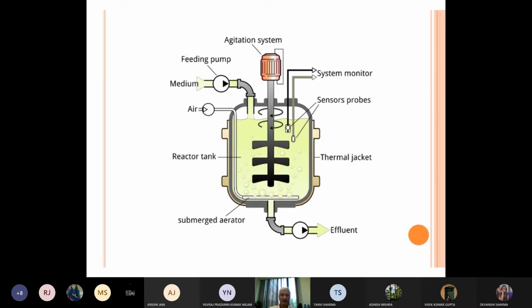And construction of a fermenter, you should understand, because from the next class onwards we are going to produce our compounds and then later on extract. So everything will revolve around this for the coming three classes. In front of you, you can see a vessel, correct?